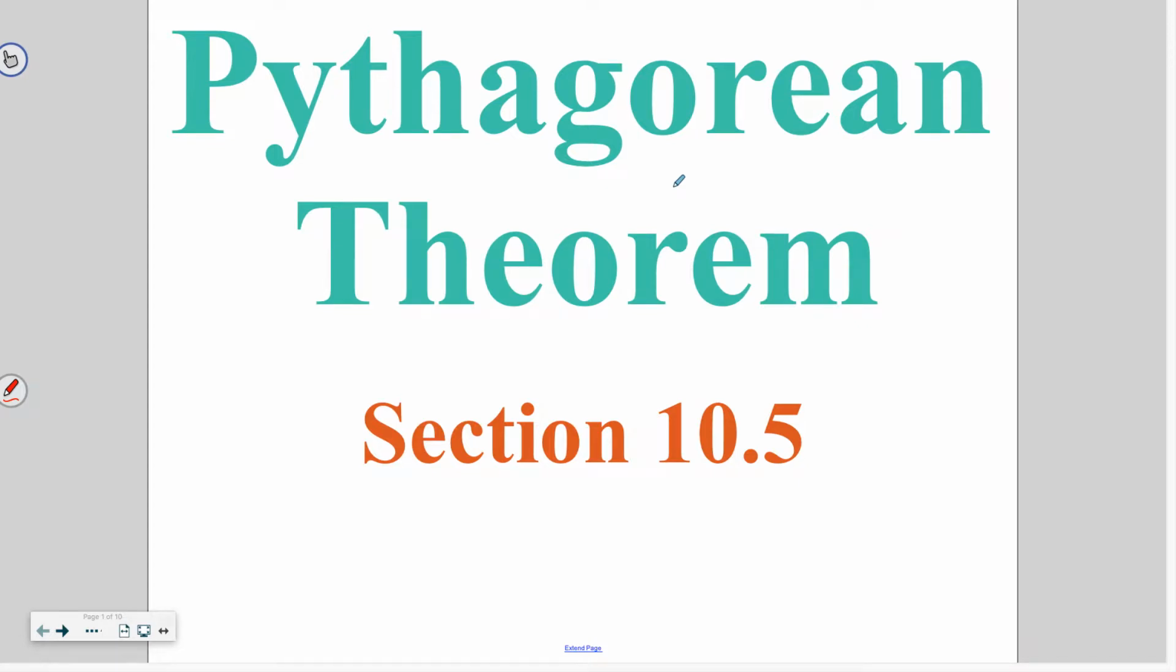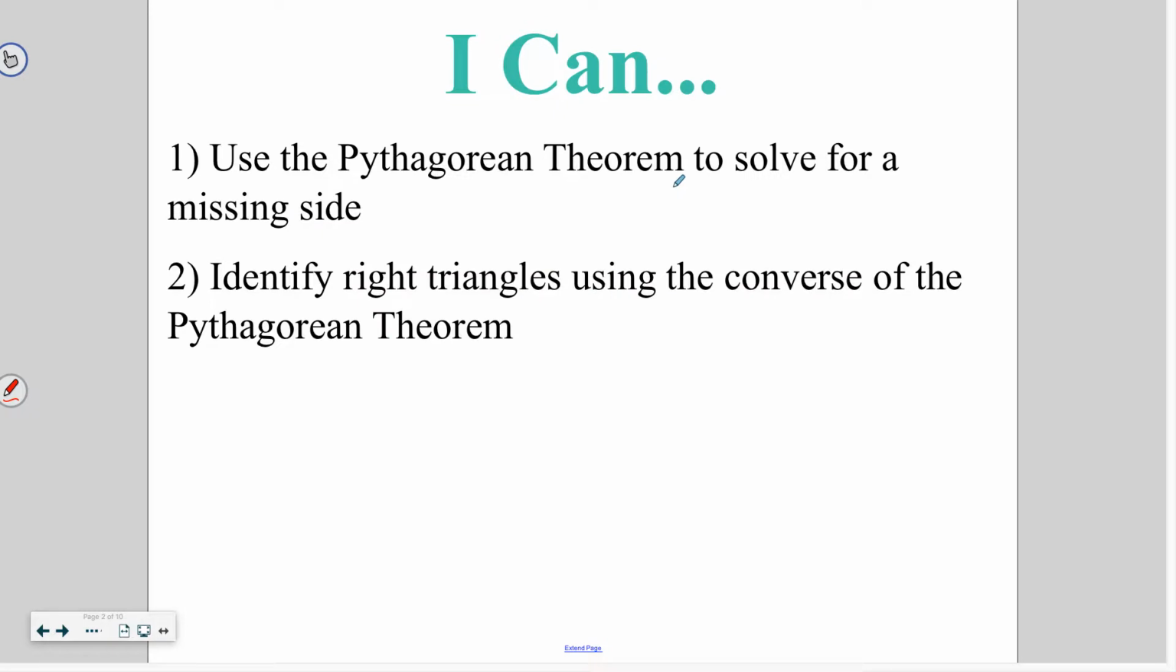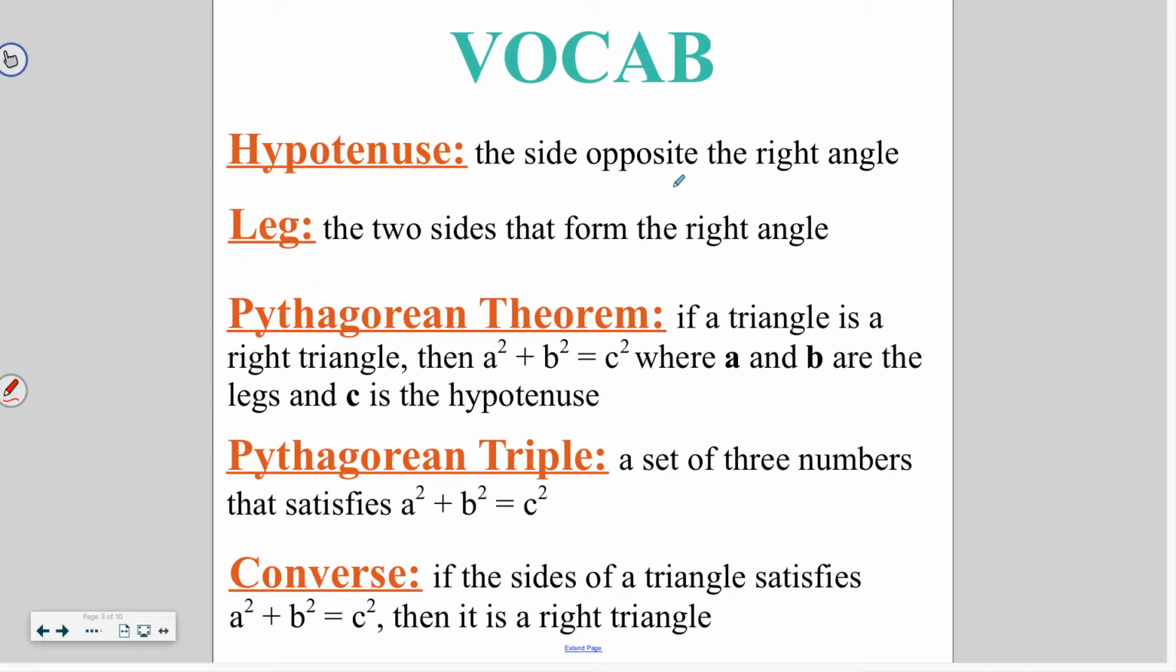Hello class, and welcome to section 10.5, which is all about the Pythagorean theorem. By the end of the lesson, you'll be able to use the Pythagorean theorem to solve for missing sides of a right triangle, and you will be able to determine if a triangle is a right triangle using the converse of the Pythagorean theorem.